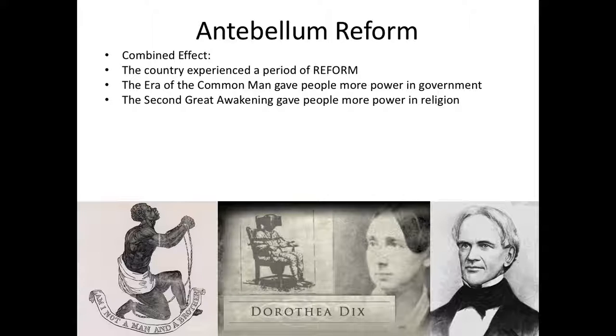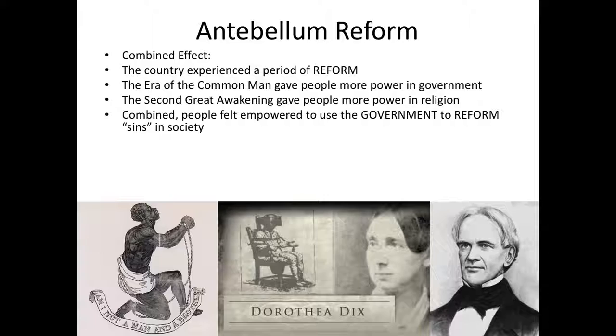And one common theme here is that whenever it comes to these reforms, it's not usually going to come through violence. That doesn't get much done. It's going to come through government actions. So what people are going to say is, let's use the government. The common man is going to say, let me use my voting to influence the government to create laws that fix sins in American society.